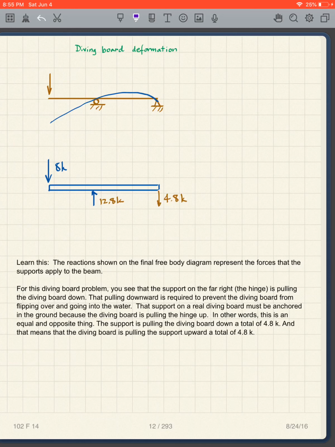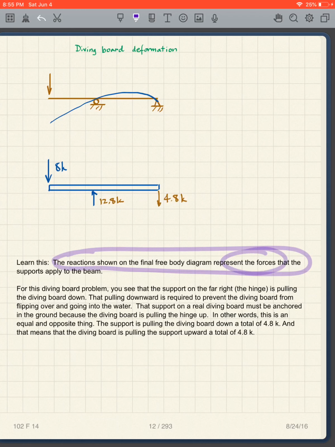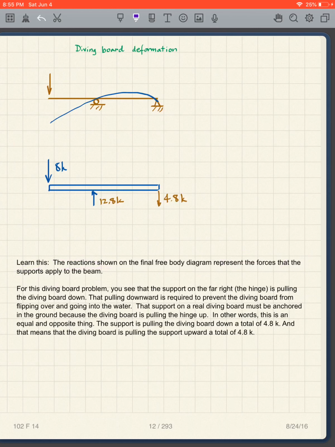So what you need to learn is that the reactions shown on the final free body diagram represent the forces that the supports apply to the beam. That's how we look at this. We show the beam, and then the forces are applied to the beam.